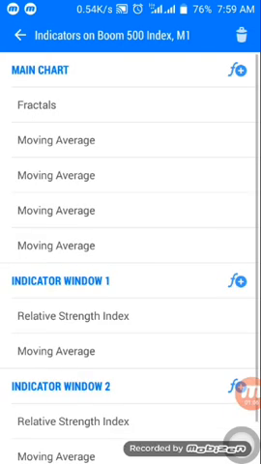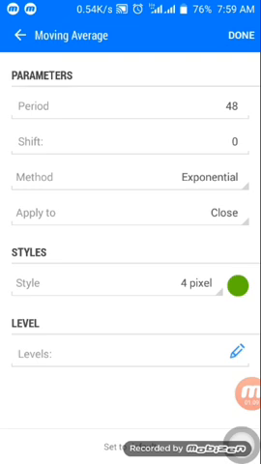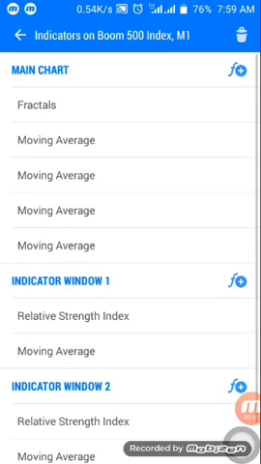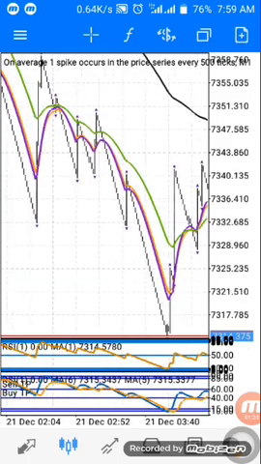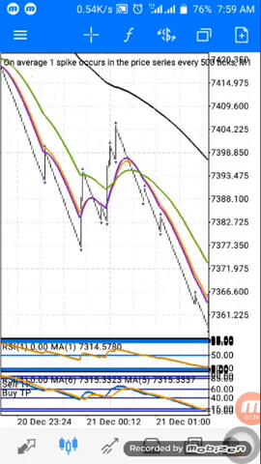You click on done. The next one, the period is 48. Shift is 0. Method is exponential. Applied to close, and you choose any color, any pixel of your choice, and click on done. After which you are good to go. That is the excellent strategy. That is the crossover strategy on the main chart. Guys, thank you so much.